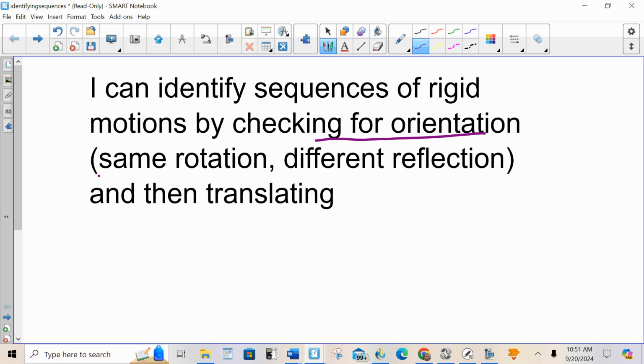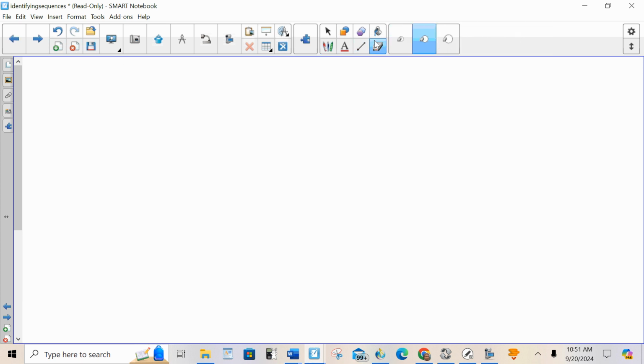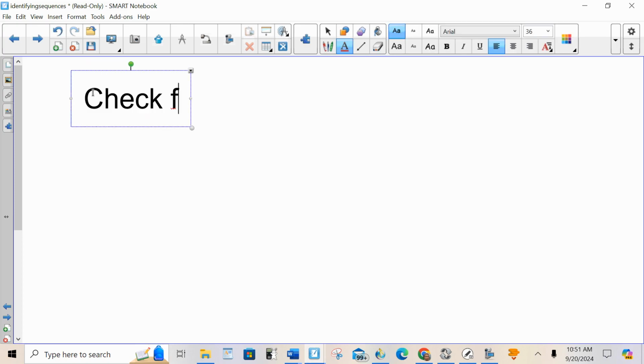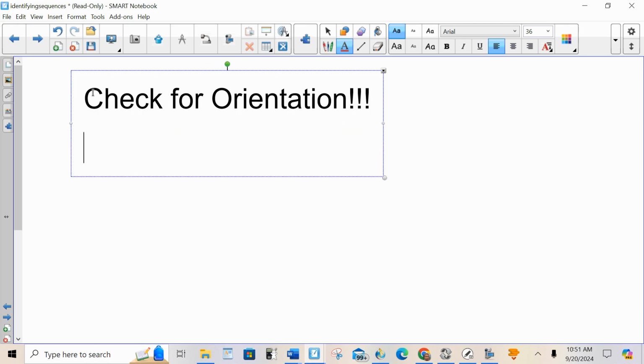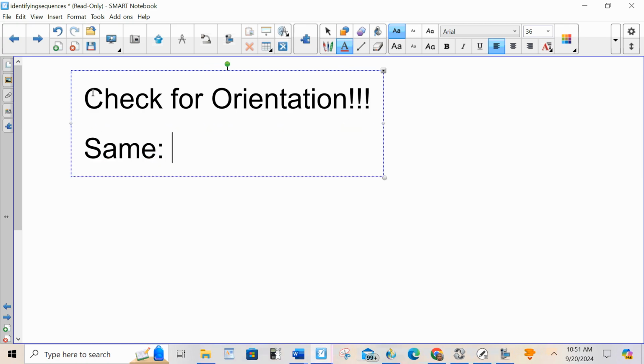If the orientation is the same, it will be a rotation. If the orientation is different, it will be a line reflection. And then translating. I'm not going to pull myself up and show you the whole orientation thing again. I'm going to say this: we're going to start by checking for orientation. If it is the same, it can't be a reflection.